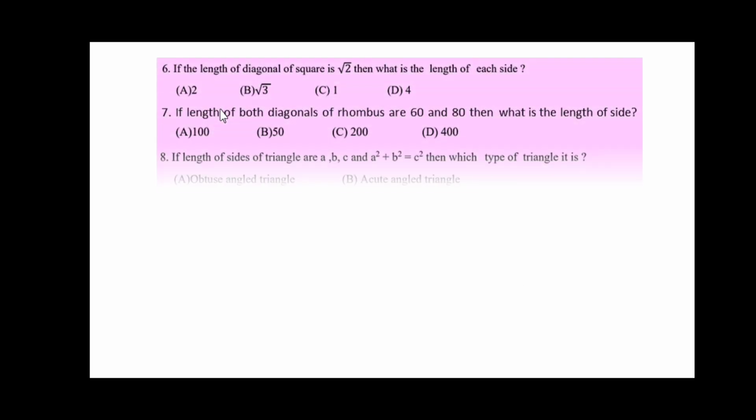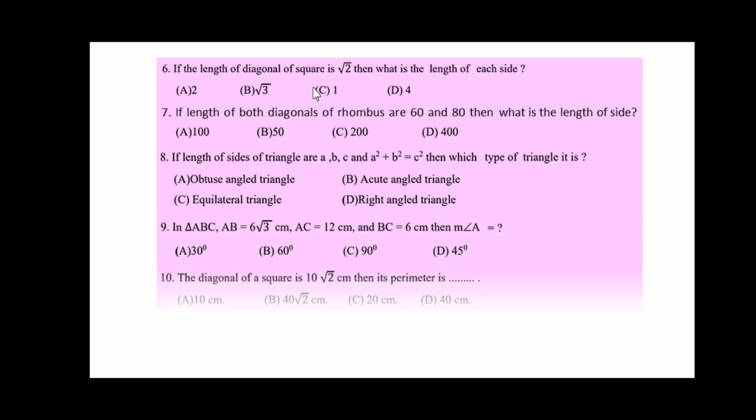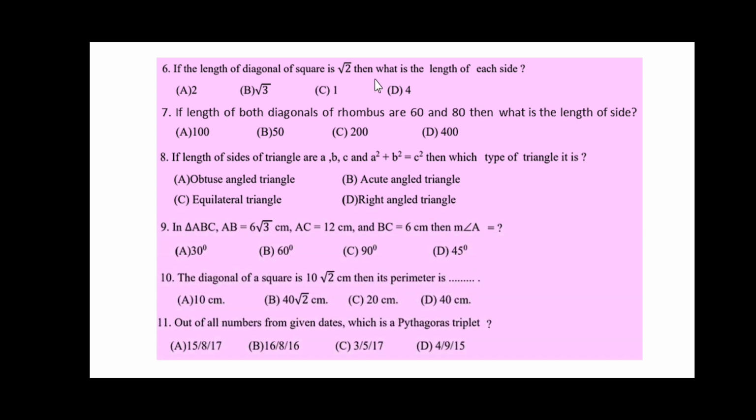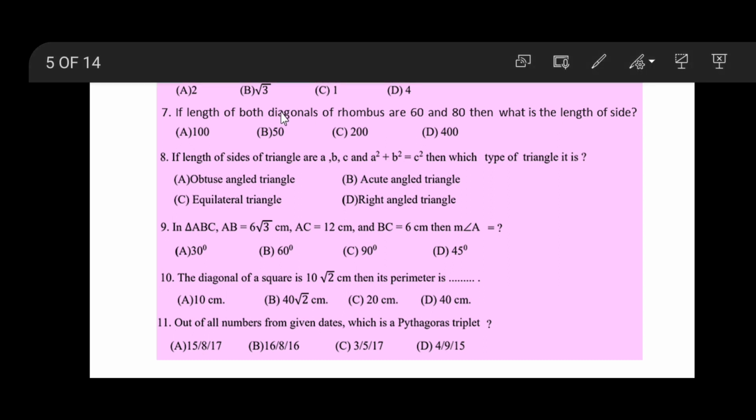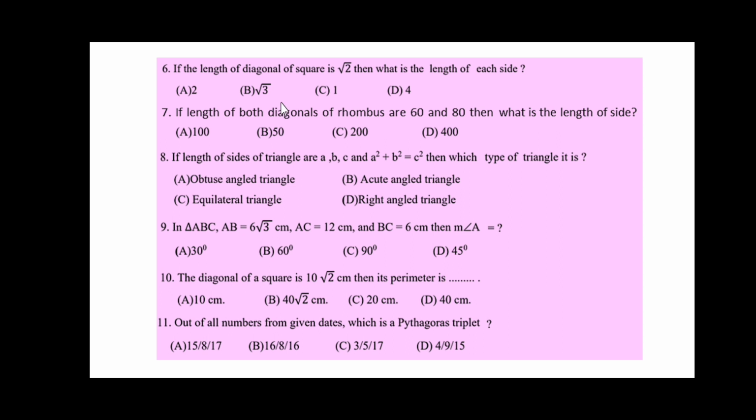Friends, the next question is, if the length of the diagonal of a square is √2, then what is the length of each side? Certainly, 1 square plus 1 square is 2, and the square root of that is √2, so each side is 1.